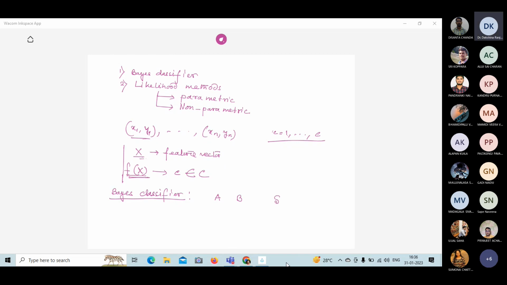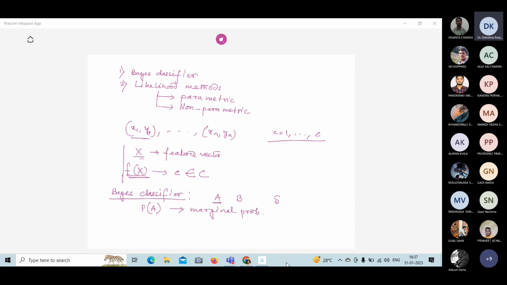Now, if no information is available about a trial of a random experiment, then we can get the probability of A when no information about the other event B is available. In this case, this probability of A will be called marginal probability. So A and B are two events drawn from the sample space S, and if no information is available about the trial of the random experiment, then we can get the probability of A as P of A. This probability is called marginal probability.